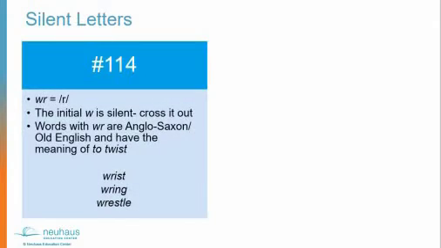There are several letters in the English language that are often silent. In Concept 114, students learn that when the letters WR are together, they are pronounced R, as in wrist, ring, and wrestle. The W in these words is silent. In fact, words with the letters WR are from Anglo-Saxon Old English, and they have the meaning of to twist. Your wrist enables you to twist your hand. To wring a piece of paper is to twist it, to squeeze out water. And when two people wrestle, they are twisting their bodies together.